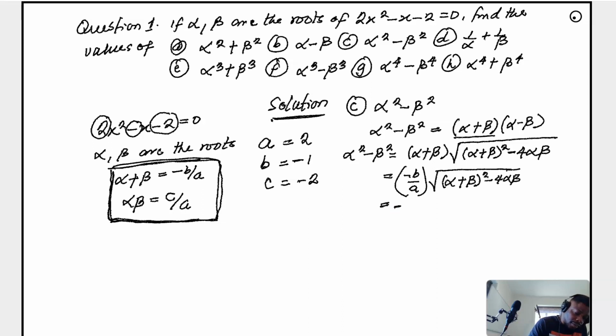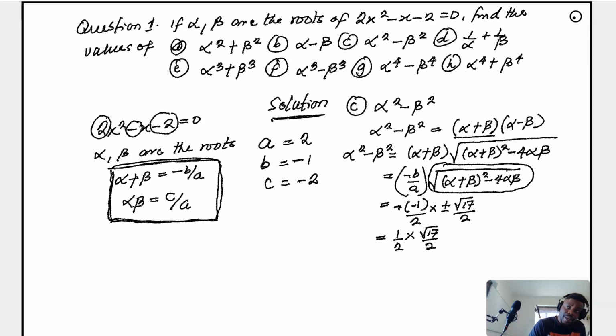So this is minus, what is b? Minus 1. What is c? 2. What is a? 2. Times everything here already. We did this already in option B, and we got plus or minus root 17 over 2. Minus times minus is plus, so this is 1 over 2 times plus or minus root 17 over 2. Okay, so this will be plus or minus root 17 over 2 times 2, 4.